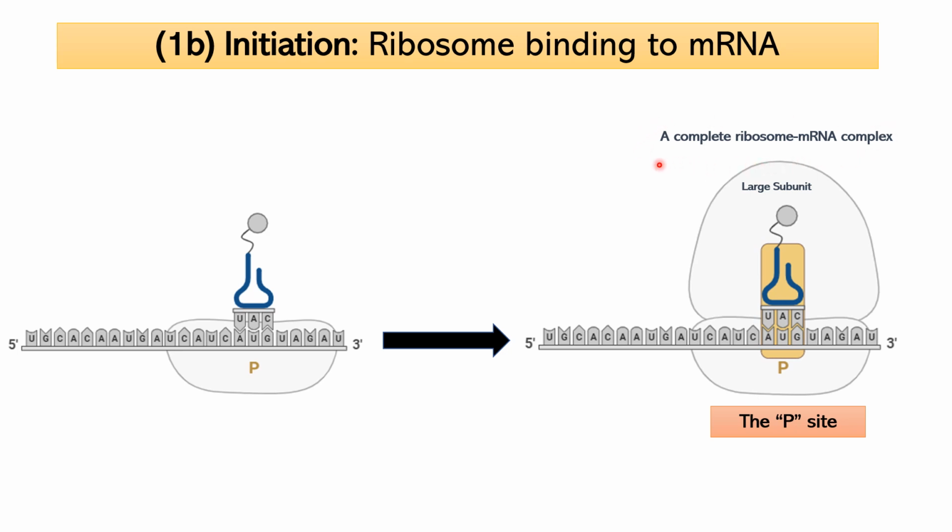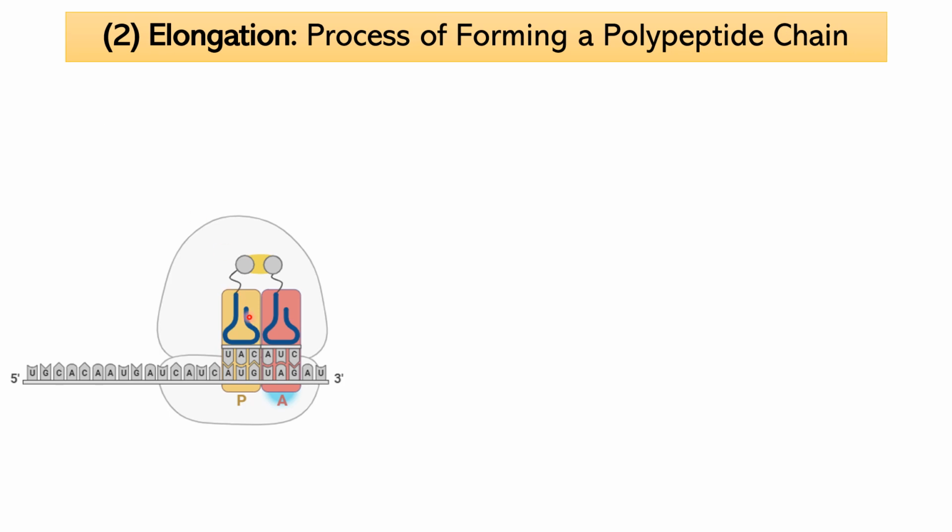Now we will start the second step, which is the elongation. Elongation is the process of forming polypeptide chains. That's the simplest definition of that stage. As we can see here, what we saw before is that the first tRNA bound to the P site where there is the start codon.